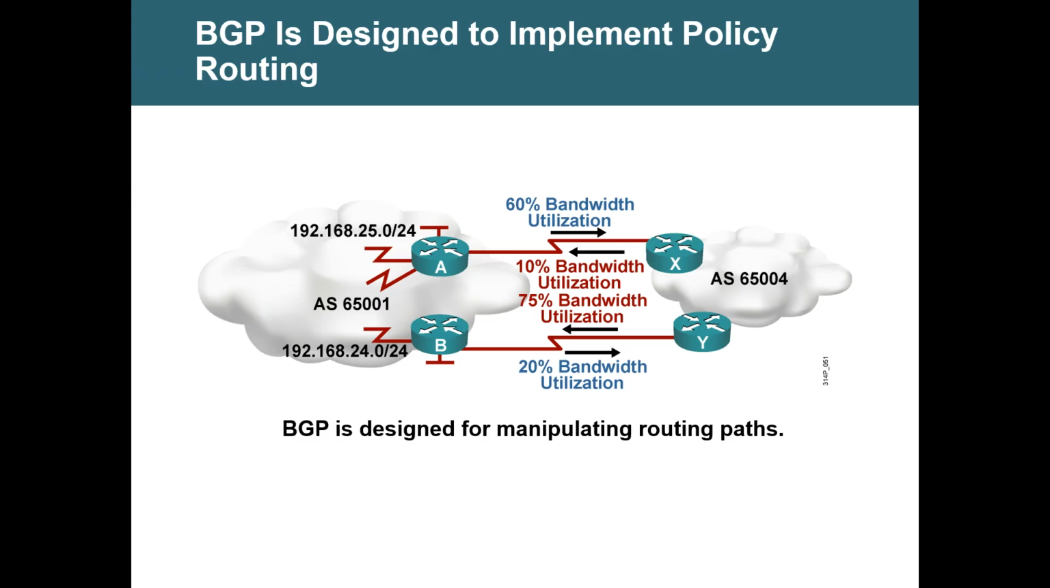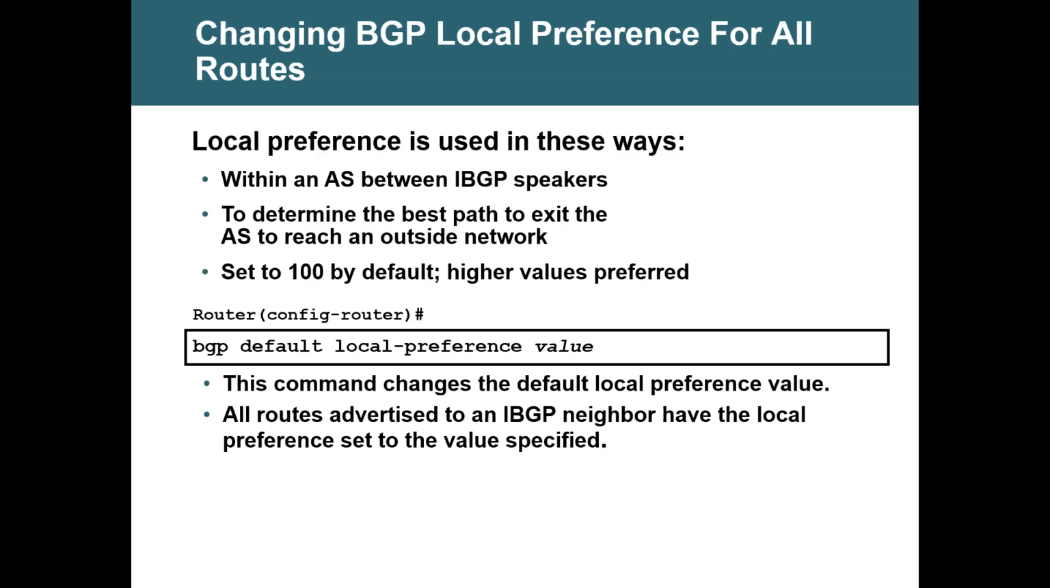Now this picture explains that we have policies: 60% outgoing, 10% incoming; 75% incoming, 20% outgoing. So these are all policies. Now to achieve this, what we need is attributes. Here is an example of tuning BGP with an attribute called local preference.